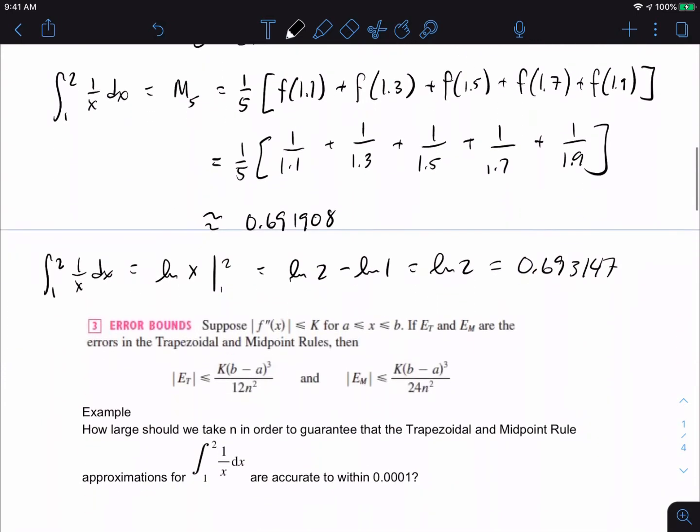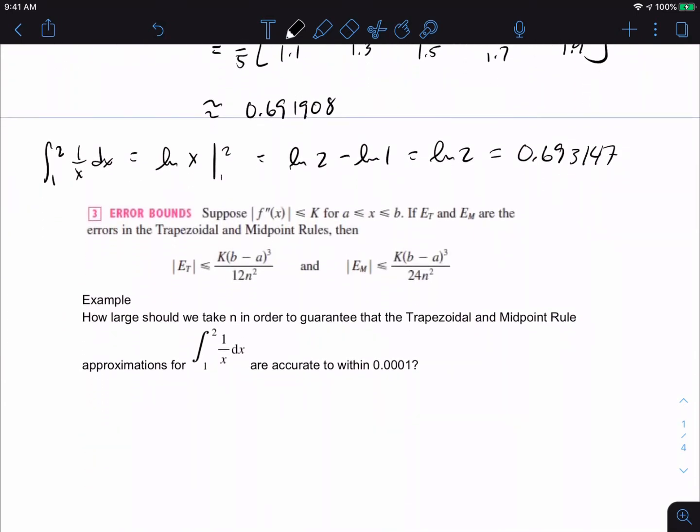And this is going to be our error-bound formula. So see that this one is E of t, error of t, and error of m. So this one is for the trapezoid, and this one is for the midpoint. And these notes are already up too, so if you guys wanted to just print them out, you can. And now what I'm going to do is I want to find out how large should we take our n in order to guarantee a specific accuracy.